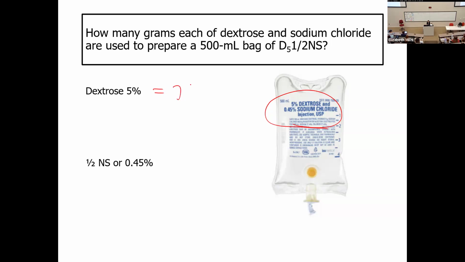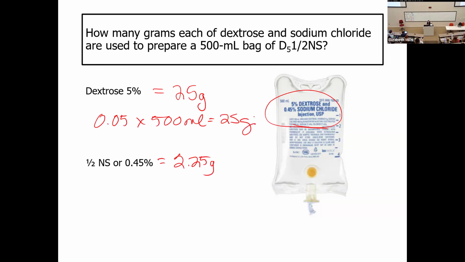Okay, so that's 25 grams. And then what about for the half normal saline, which is equal to 0.45%? Okay, so that is correct. So for this one, you could simply take the 5%, which is 5 over 100, times your 500 mLs, and that gives you 25 grams. You could also have set it up as a ratio and proportion, just like we did on the previous slide.